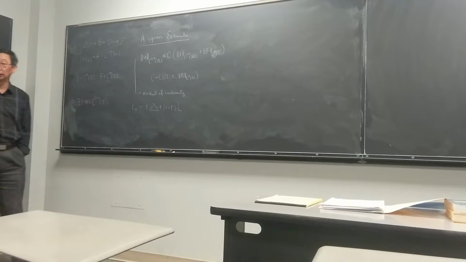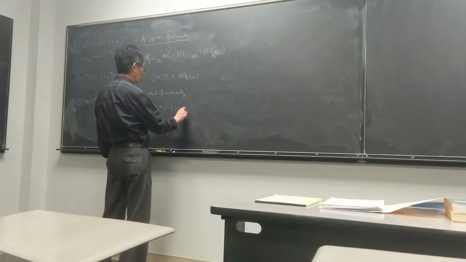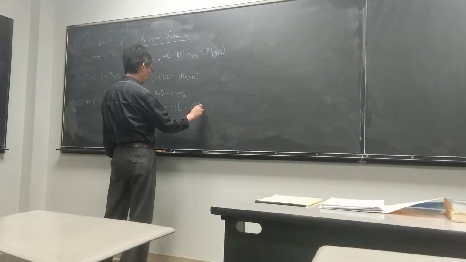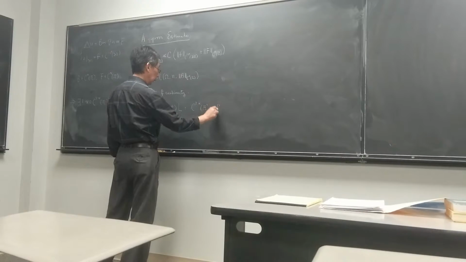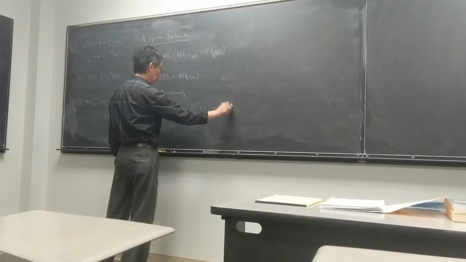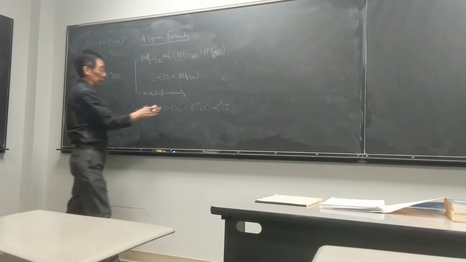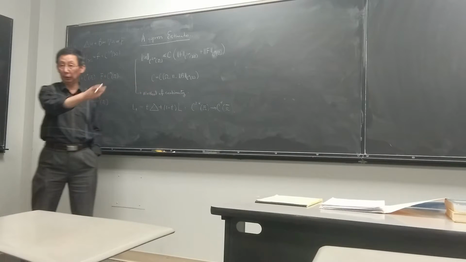So LT is considered as a map from C2 alpha omega bar to C alpha omega bar. So this is a different operator. Apply to any function here, you get that, right?